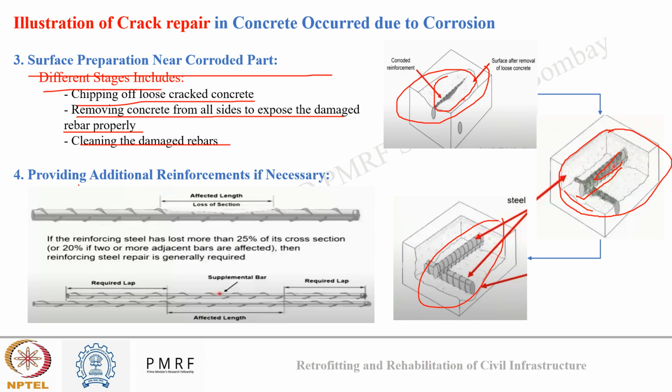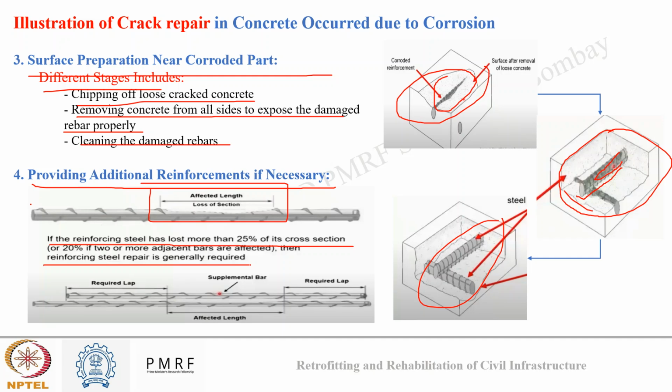Now, for locations which have undergone severe reinforcement damage, suppose a lot of rebar cross section has been lost. I have found places like that also. There, I can go for providing additional reinforcement if necessary. Now, how to choose where these locations are? We can choose these locations by evaluating the effective length. Suppose the reinforcement steel has lost more than 25% of its cross section, then additional reinforcing steel may be required.